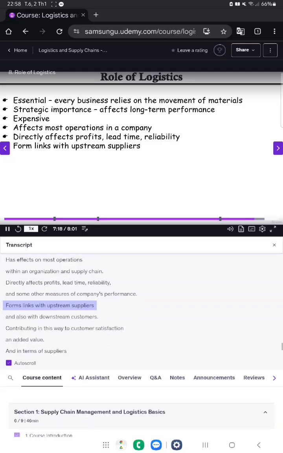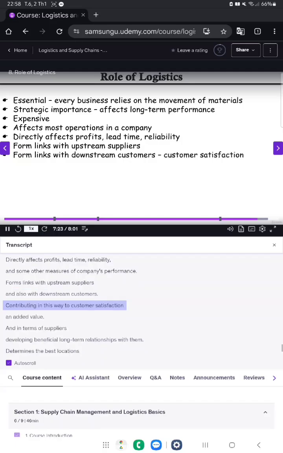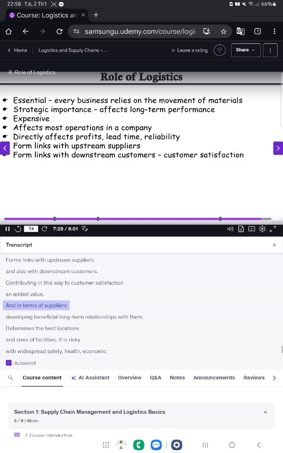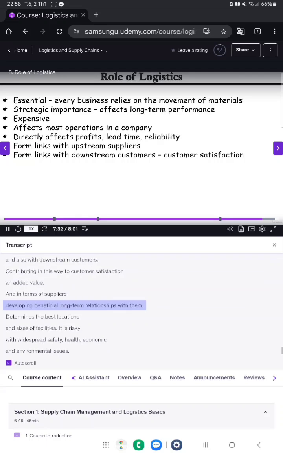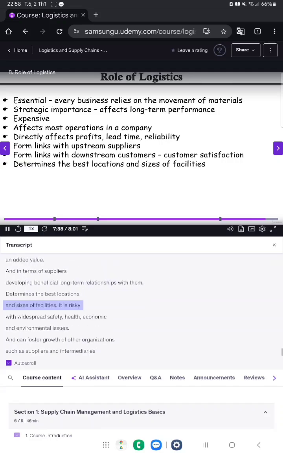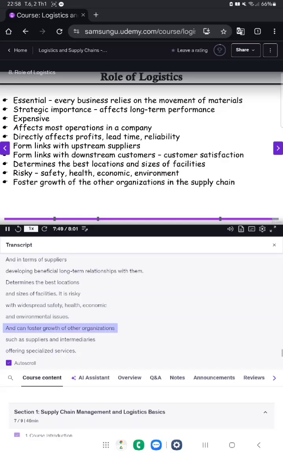Forms links with upstream suppliers and also with downstream customers, contributing in this way to customer satisfaction and added value, and in terms of suppliers, developing beneficial long-term relationships with them. Determines the best locations and sizes of facilities. Is risky, with widespread safety, health, economic and environmental issues, and can foster growth of other organizations such as suppliers and intermediaries offering specialized services.